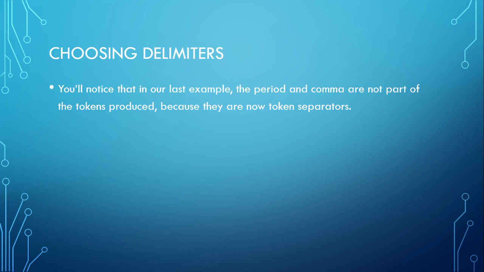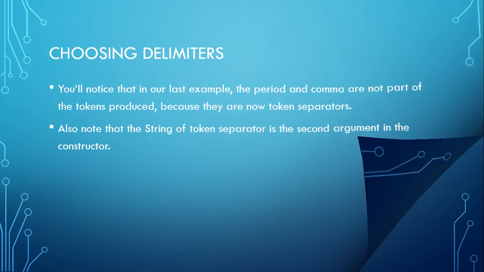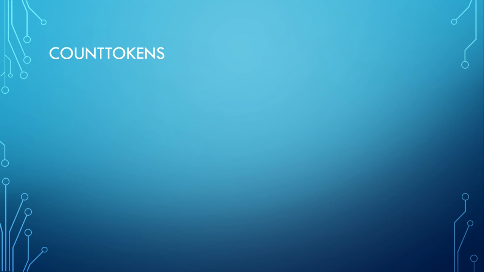You'll notice that in that last example we just looked at, the period and comma are not part of the tokens produced because they're now token separators. So if I wanted to filter out those, I have to include this string of delimiters. You'll also notice that a string of token separators is the second argument in the constructor, as I already pointed out. You had the \n for the new line character, you had the period in there, and you had a comma in there.